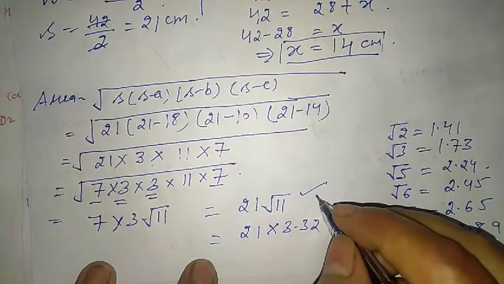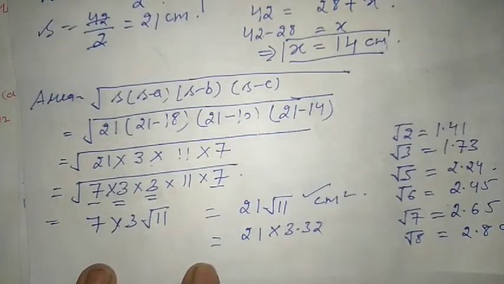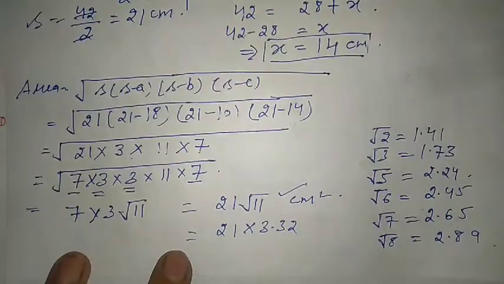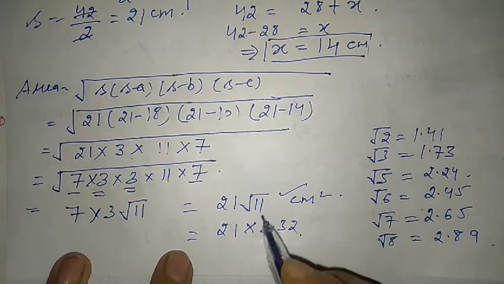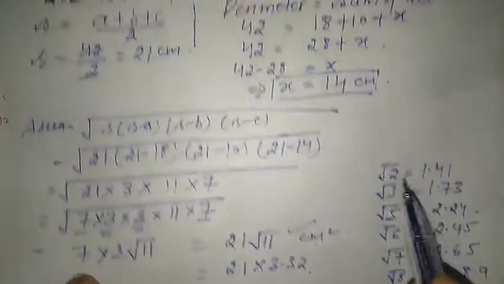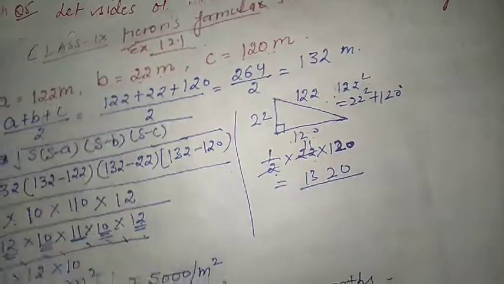This much of centimeter square. This perimeter is in centimeter, and the area is this much of centimeter square. So we can multiply and get the answer, or you can leave it up to here. So just try to learn all the basic roots. Okay. Now the next question is there. Question number 5.